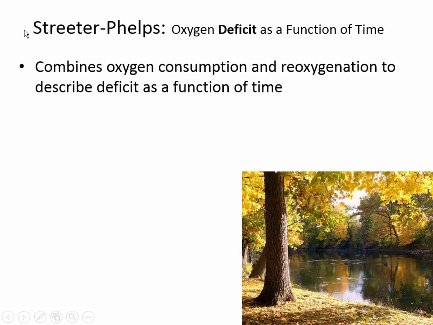So this model that we're going to learn today, the Streeter-Phelps model, what it actually predicts is not directly the oxygen concentration, but it predicts the deficit, the difference between how much should be there in saturation and how much actually is in the water as a result of those two factors that we're modeling. We're modeling how quickly the bacteria use the oxygen and how quickly the oxygen gets back into the river.